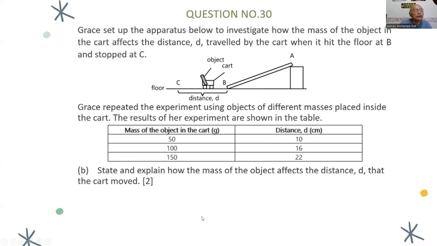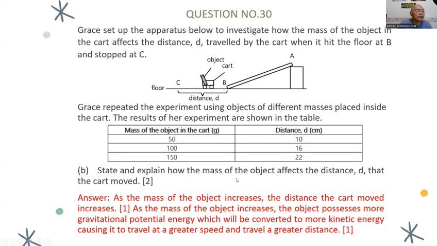So it's now 3 marks. This one again 5 marks. Okay. So as the mass of the object increases, the distance the cart moves increases. Or as the mass of the object increases, the object possesses more energy. So this is the explanation. Okay, so this is the pattern statement. Now you have to explain. So here you have to state and you have to explain. So the statement is this. The pattern statement is here. As the mass of the object increases, the distance the cart moves also increases.